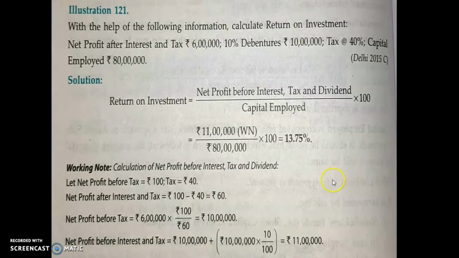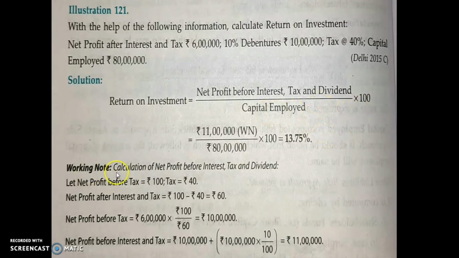Now let us do one problem. Here you are asked to calculate return on investment. The information given to you is: net profit after interest and tax is 6 lakhs, 10% debenture rupees 10 lakh, tax is given as 40%, and capital employed is given to you as 80 lakhs. As usual, write down the formula first. Return on investment is equal to net profit before interest, tax and dividend divided by capital employed into 100.